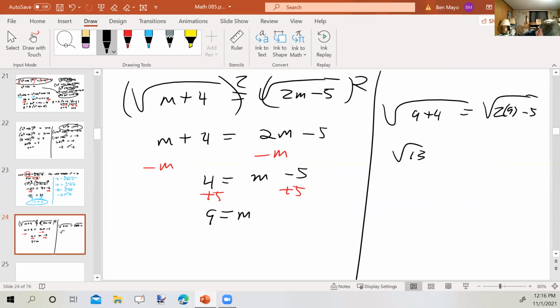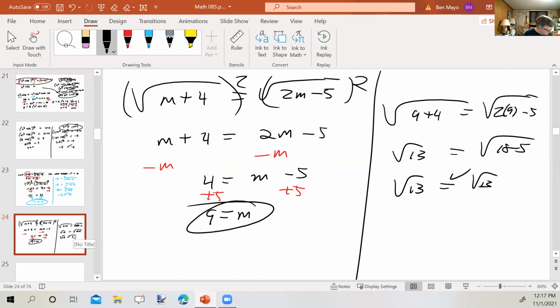So we get the square root of 13 equals the square root of 18 minus 5. Square root of 13 equals the square root of 13. That checks. M equals 9 checks. Okay. Now, let's see here.